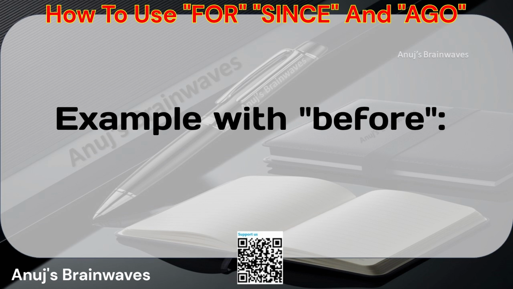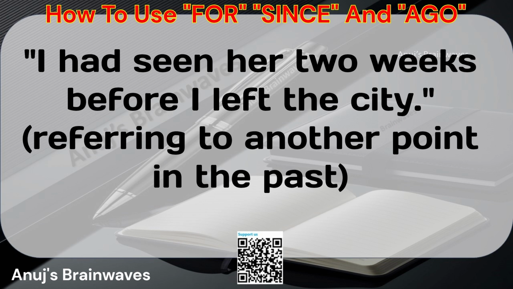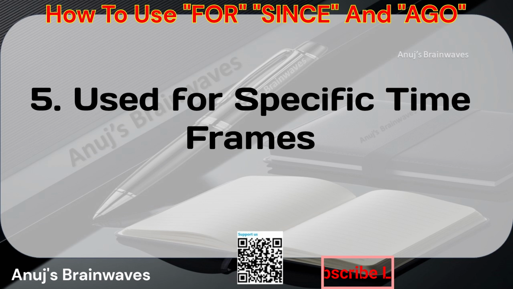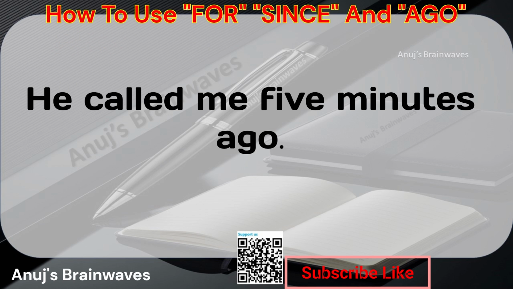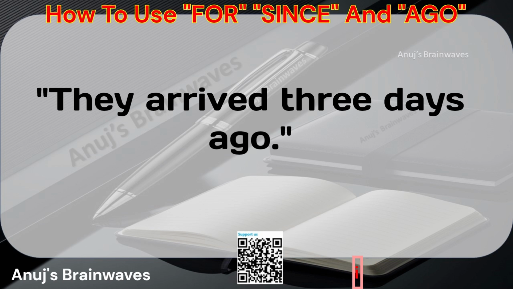Example with before: I had seen her 2 weeks before I left the city, referring to another point in the past. 5. Used for specific time frames. Ago is often used with expressions that indicate a specific amount of time, days, weeks, months, years, etc. He called me 5 minutes ago. They arrived 3 days ago.